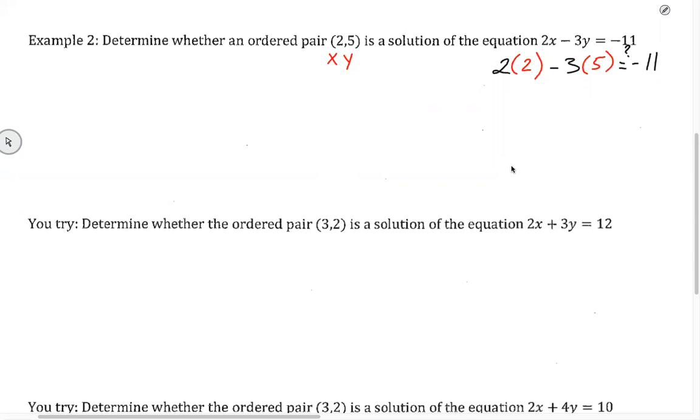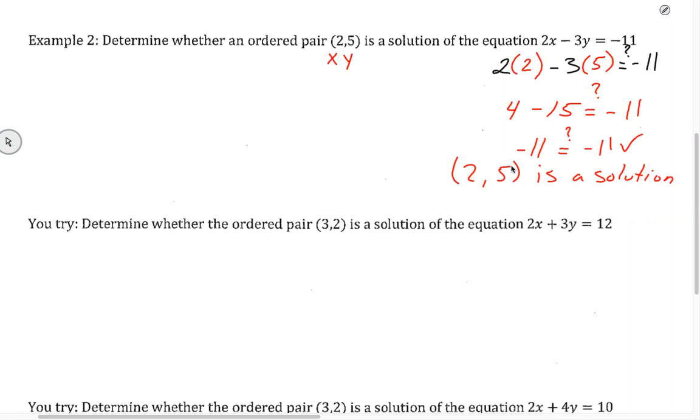Now, when I substitute, I'm going to simplify. The last one didn't really have any simplifying. So 2 times 2 is 4. 3 times 5 is 15. So I'm asking, is 4 minus 15 equal to negative 11? And Neve just gave me the thumbs up. She said, yep, it is. All right, so this is true. So (2, 5), again, is a solution.